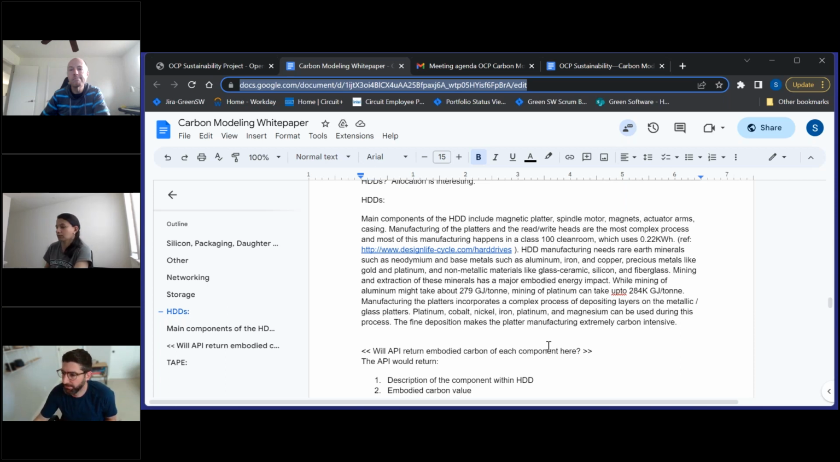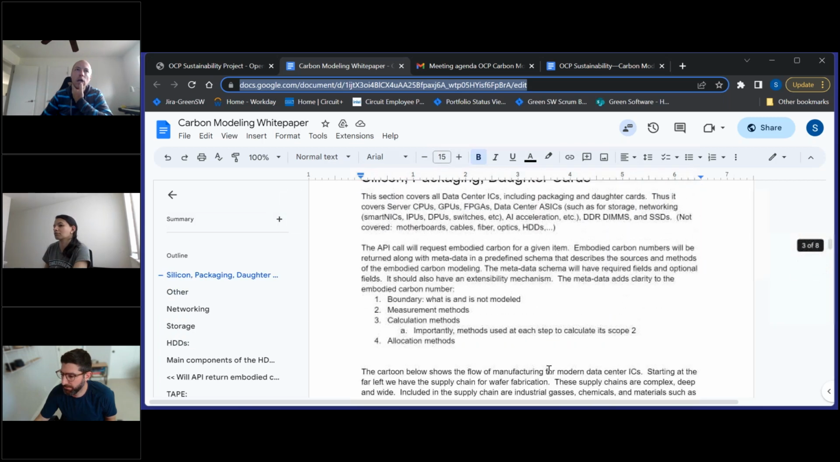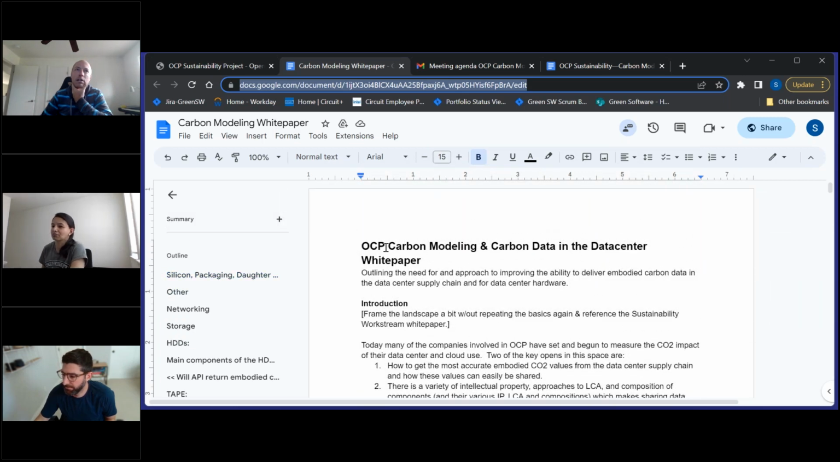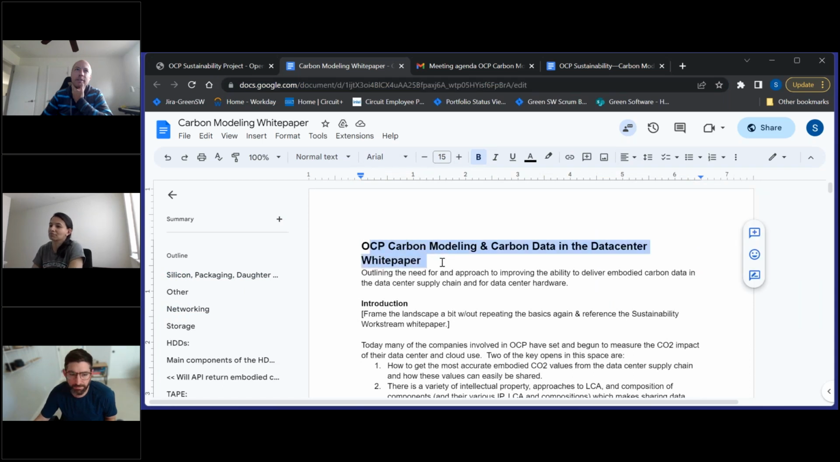Hey, Scott, also just in terms of what we are doing, should the title of this white paper be different from just carbon modeling white paper? Right, because that, oh, there you go. Carbon data in the data center white paper. Perfect. We can edit the title. That's just a working title. I think the white paper should really be about what kind of problem you are trying to solve. So yeah, happy to take more feedback on that. I didn't work too hard on the title yet.